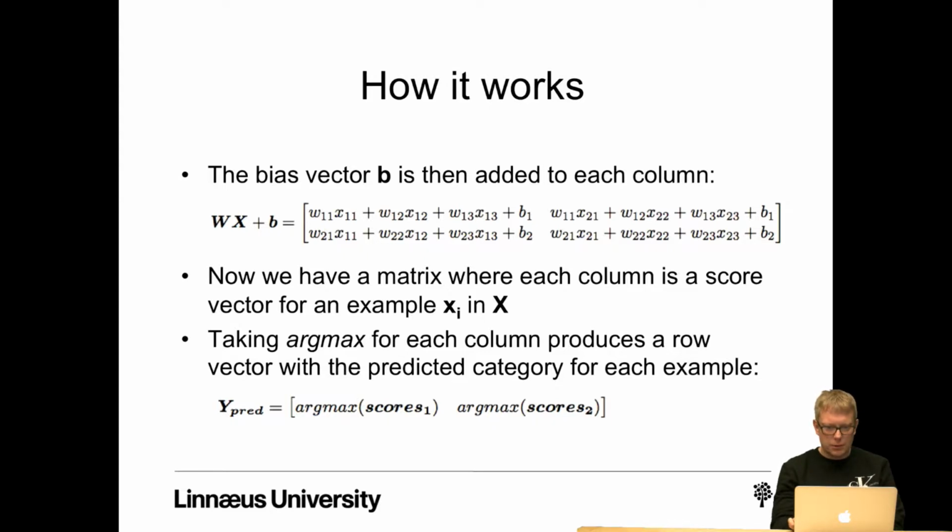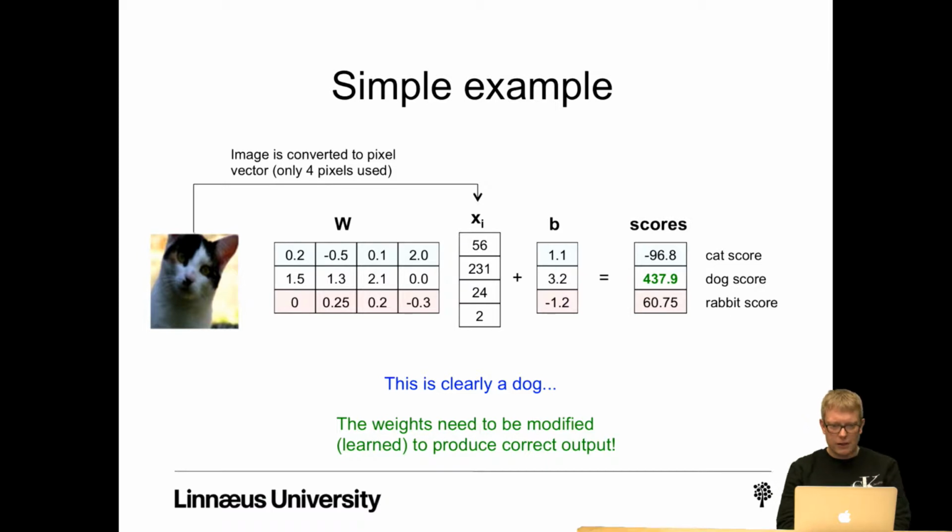So let's see a simple example. We have an input, which is a cat, and this cat is converted to a pixel vector. Only 4 pixels are used, so we compress the image quite a lot. We have a weight matrix that looks like this. We have 3 categories, cat, dog, and rabbit, so we need 1 row for each category, and we need 1 column for each attribute, so 4 attributes. And we multiply the weights matrix with the input vector and add the bias, and we get a scores vector.